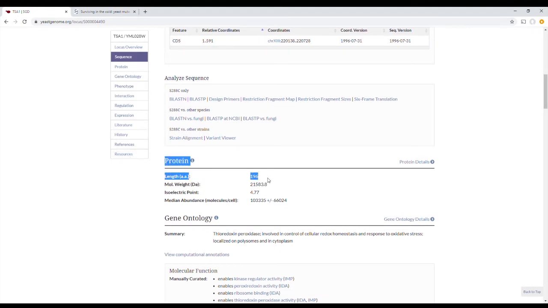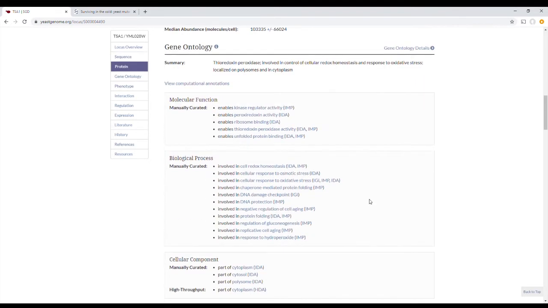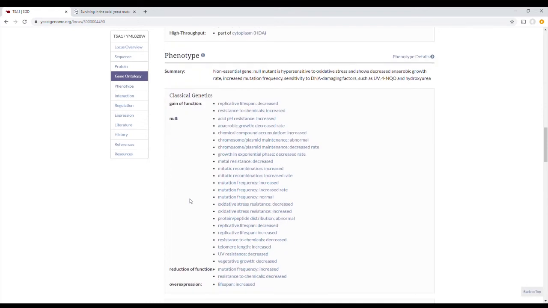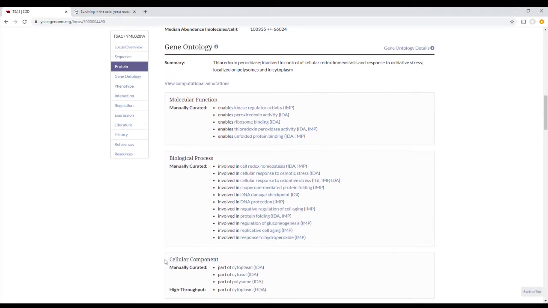It's 196 amino acids. The protein, when expressed, is 21,583.8 Daltons. Has an isoelectric point of 4.77. Then some of the connections that it may have through cellular components, so where in the cell is that protein found, biological processes, what is that protein involved in? It's involved in, for instance, DNA damage checkpoint, DNA protection, so all of the different things that this protein does.